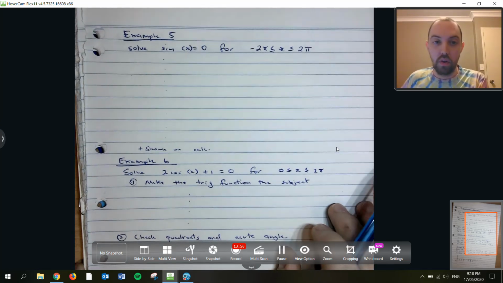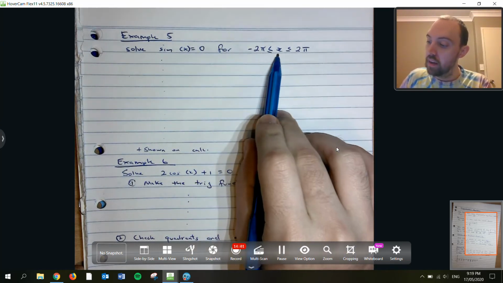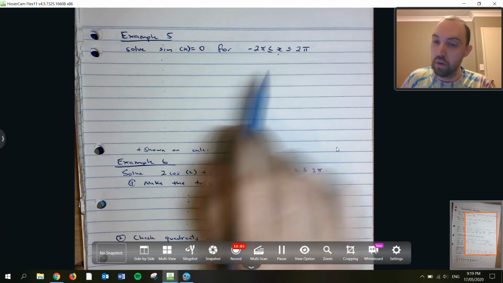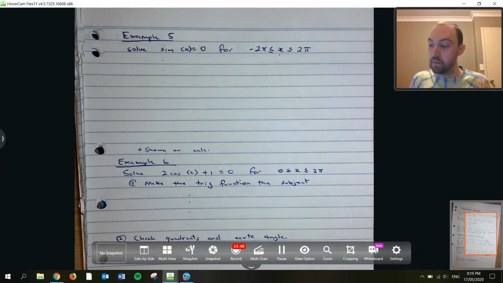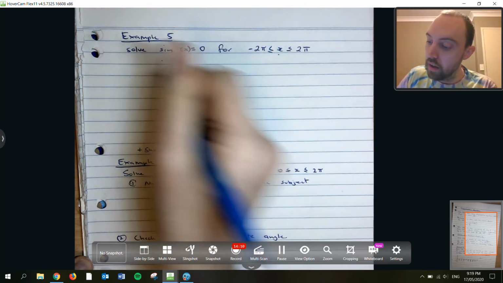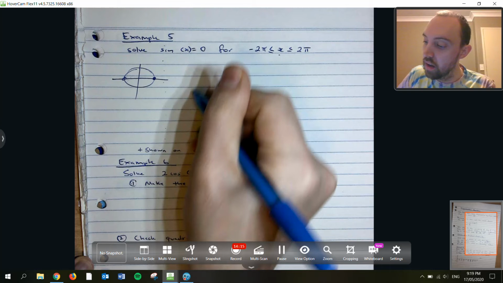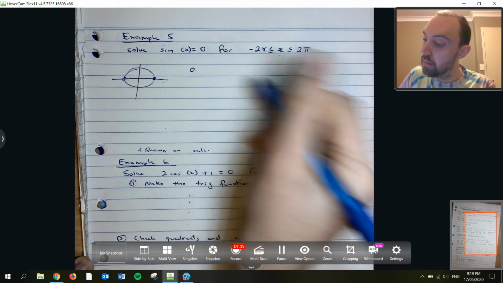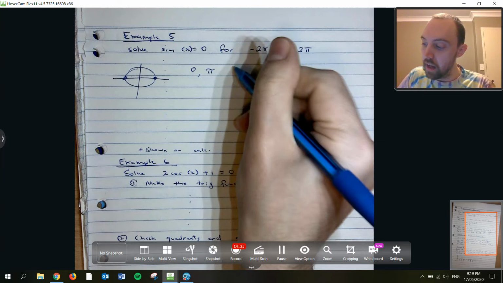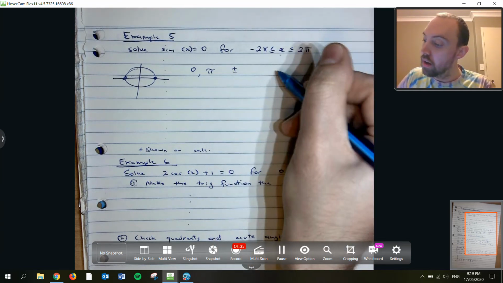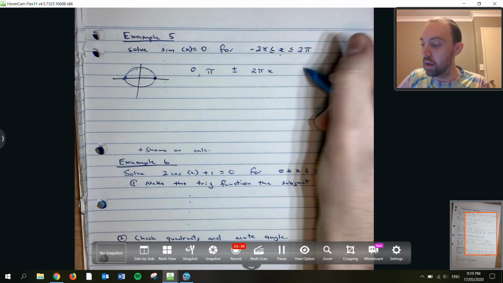We've got solve sine of x is equal to 0 for -2 pi less than x less than 2 pi. So we've got a much larger domain than we had before. And so if we think about our unit circle, sine is 0 at 0 degrees, or 0 radians, and pi radians. And then we can add or subtract my period multiple times, okay?